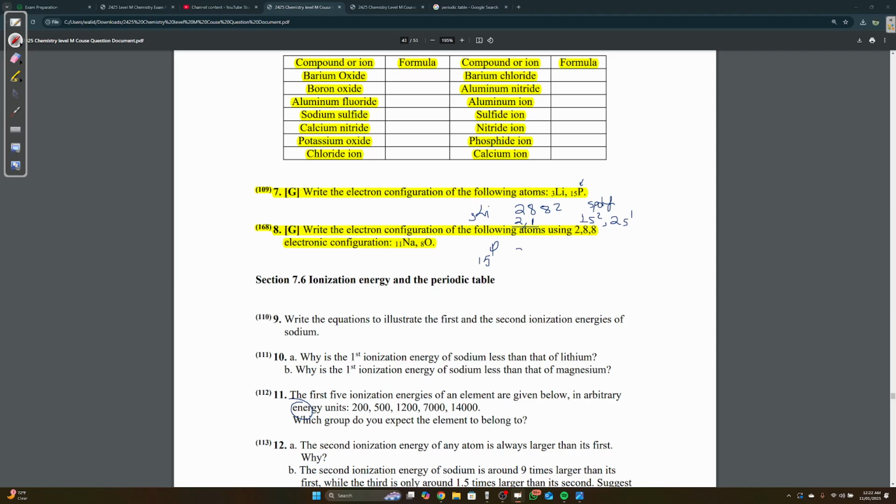Using the 2, 8, 2 method, you start with 2. 8 is 10. 15 minus 10 is 5. So I have 5 left.